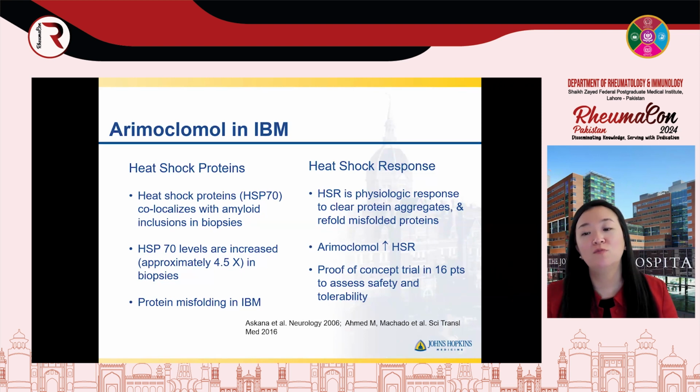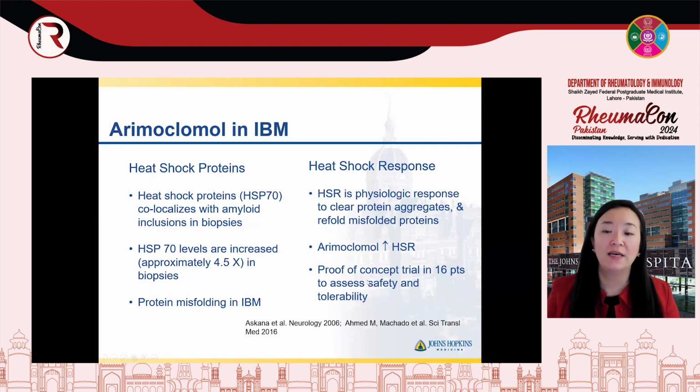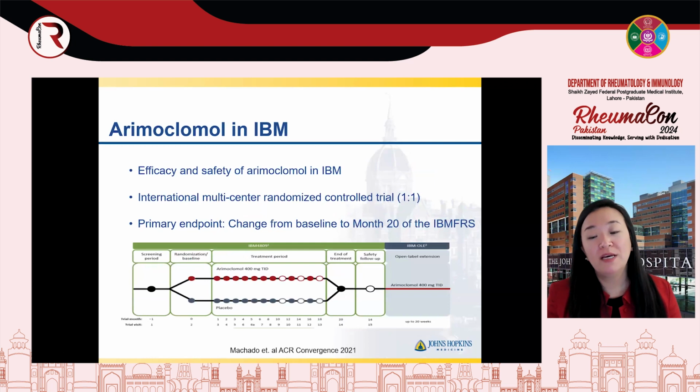And some of the initial proof of concept studies showed that when patients take arimoclomol, it increased the heat shock response. And that is very important in clearing all those protein aggregates and misfolded protein, because this is very commonly seen in all IBM muscle biopsies. So because of this, Dr.